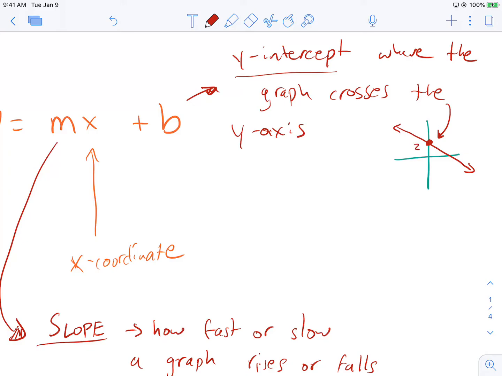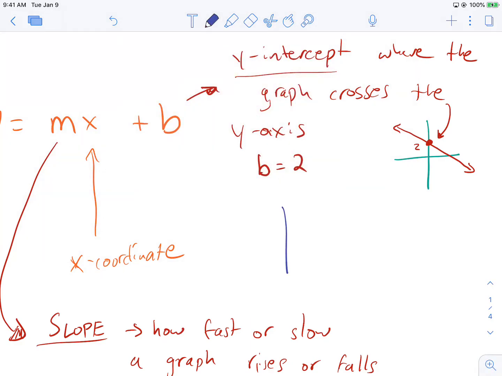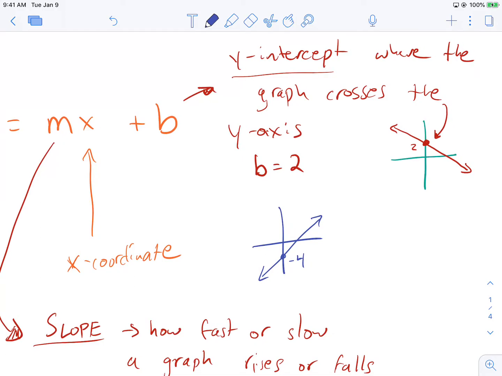So maybe that is a value of 2. In that case, we could say my b value equals 2. Let's take a look at another one. If I draw this here, and here's my graph, and I said this is -4, well, what would my y-intercept be in that case? Well, it's crossing at -4, so my b value would be -4.